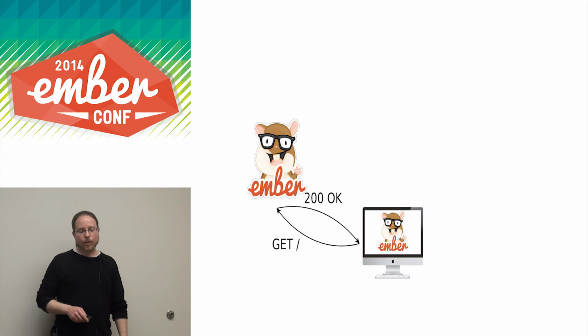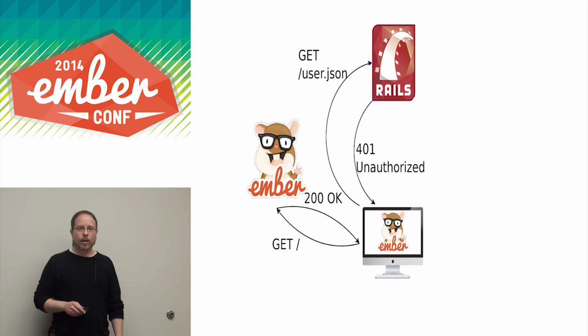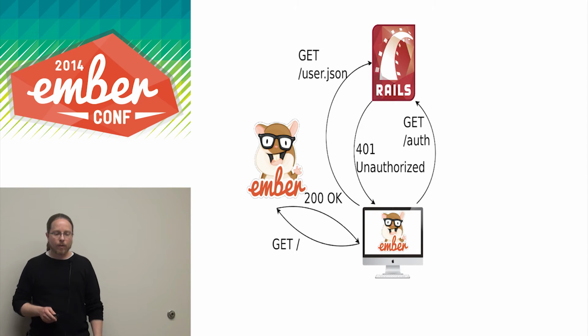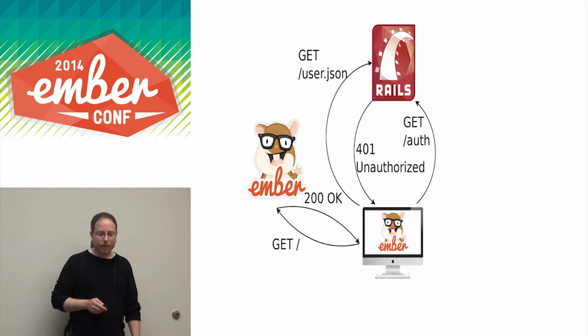At that point, the Ember app will try to retrieve some data from the API provider, and the provider will return a 401 unauthorized, saying this user is not allowed to access this resource. So at that point, the Ember app will redirect to a specific URL on the API service that is responsible for setting up the authentication.